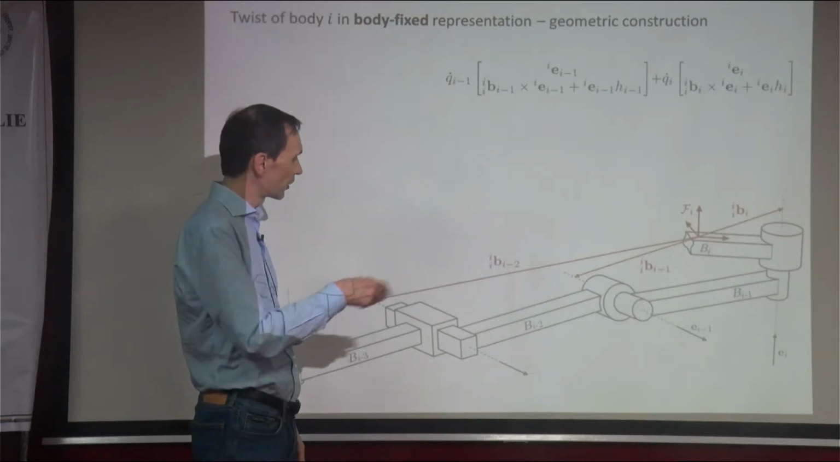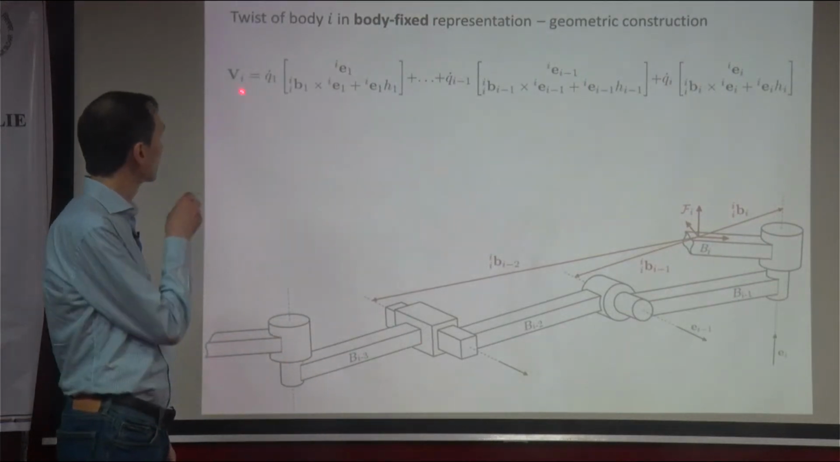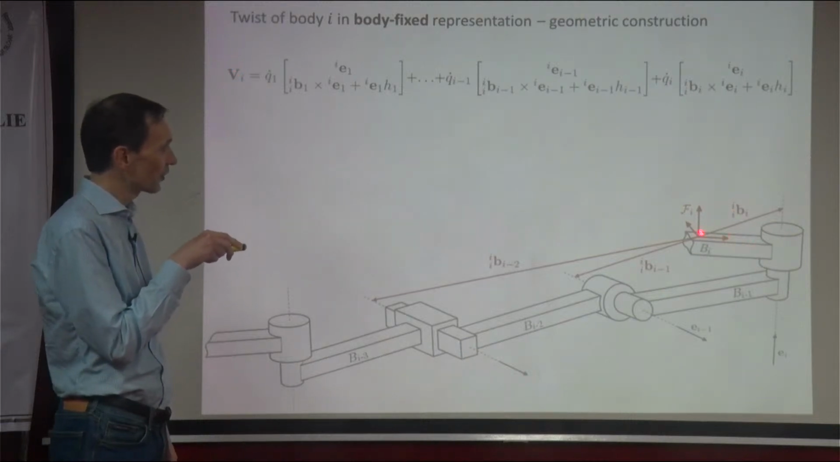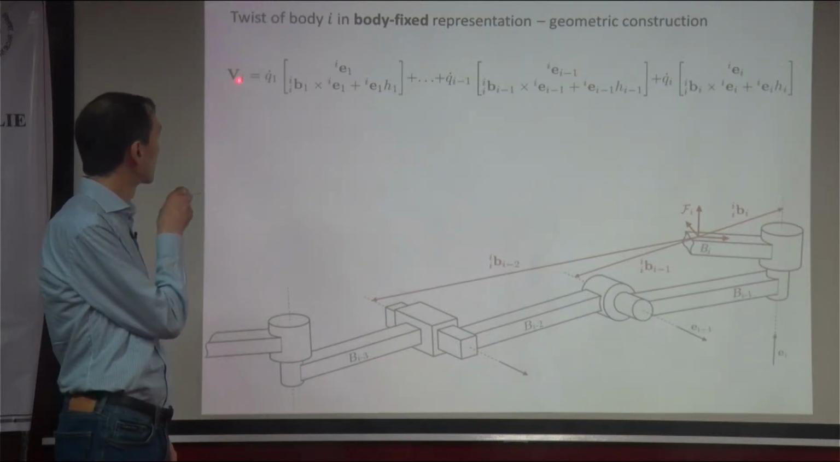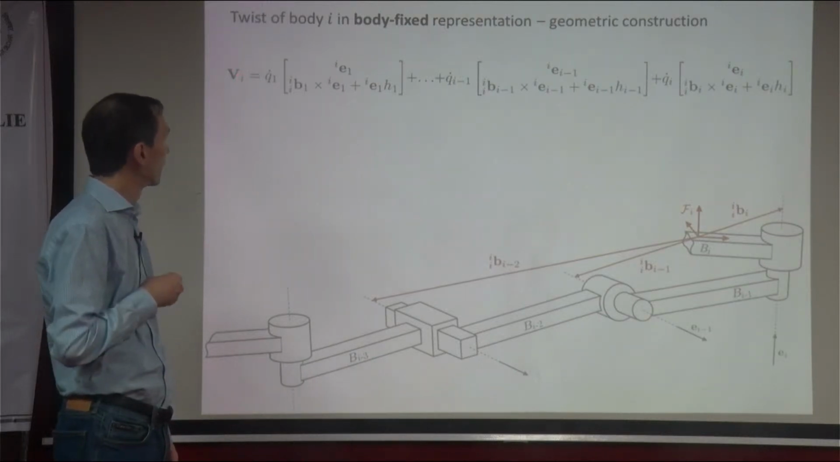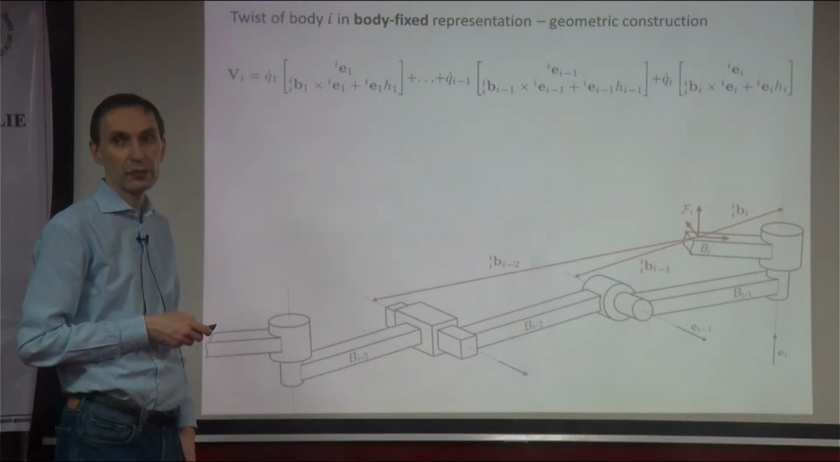And then of course you go on, and the same argument applies to other joints, and eventually what you get is the twist of the link of the frame I, which we call the body fixed twist. We call it VI, capital VI. It's just the sum of all this. Okay, so that's probably not too difficult to see.